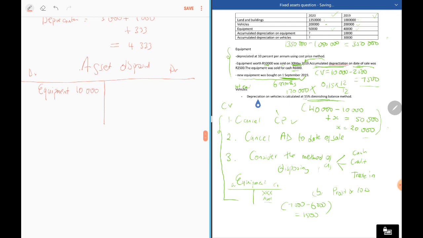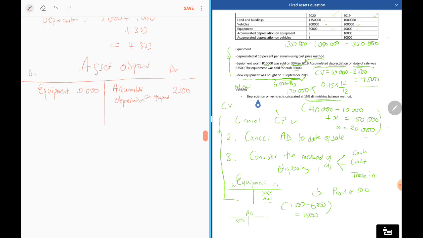And then what you do, cancel accumulated depreciation, the same analogy. In the accumulated depreciation account, you would have cancelled it on the credit side, right? Contra account, what you have written, asset disposal. So here you take it to the credit side. You write accumulated depreciation on equipment. How much was it? 2,500, right?